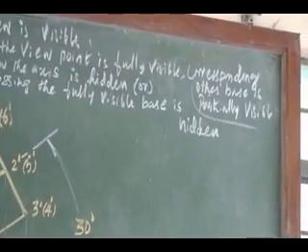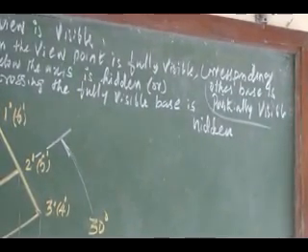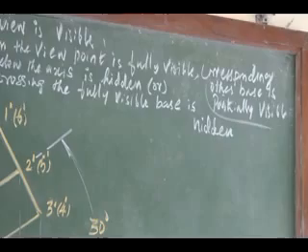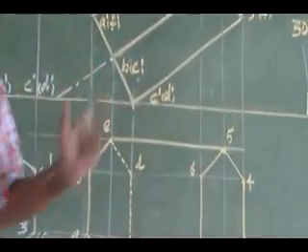Right, the same thing. So which side edge is crossing here? This is a fully visible base I have. C3 is crossing, D4 is crossing. Same thing is hidden, right? So R, I can have another statement.